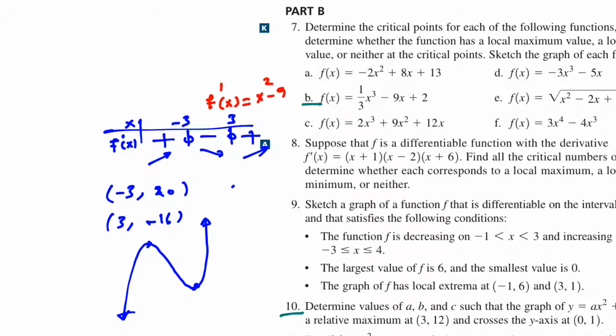One thing that I have to emphasize is that in this part we are just practicing rough graph, not curve sketching. The graph is increasing, decreasing between -3 and 3. The x is -3 at this point and the y is 20. And here we have 3 and -16.